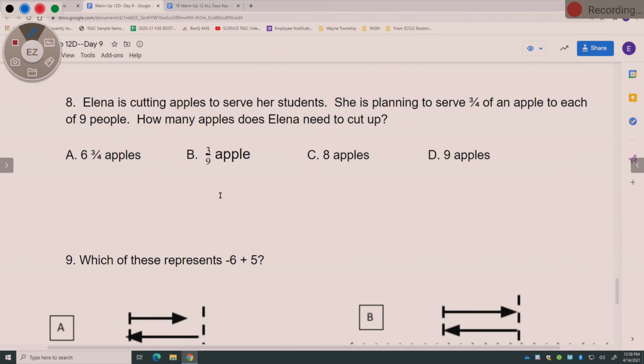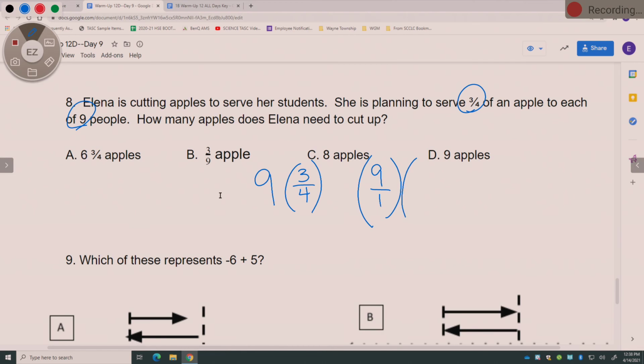Okay, Elena's cutting up apples to serve her students. She's planning to serve 3/4 of an apple to each of 9 people. So how many apples does Elena need to cut up? Well, she has 9 people, and she wants to give each one of them 3/4 of an apple. If we're going to multiply fractions, it's easiest to change everything to a fraction.